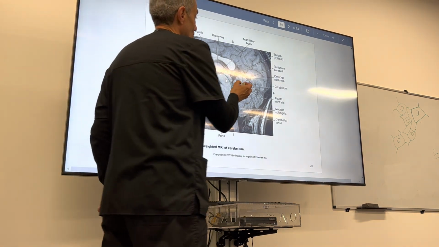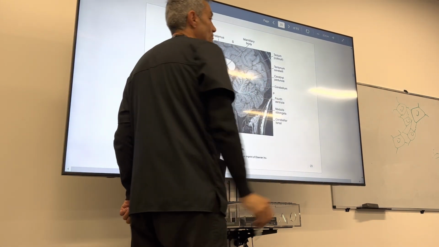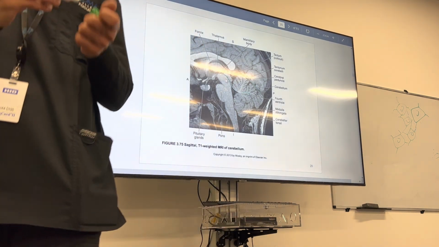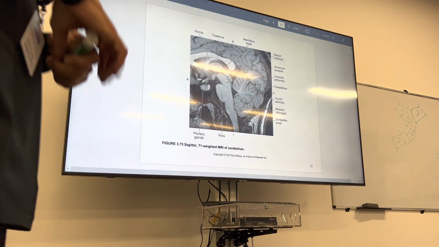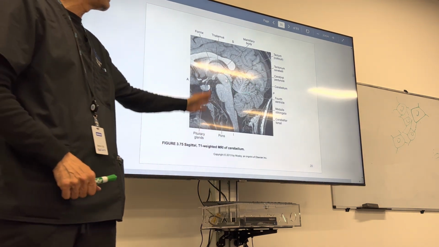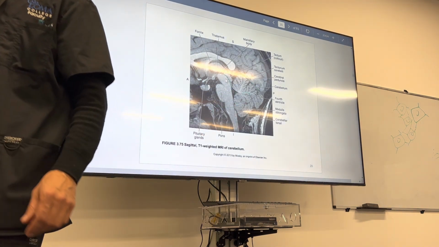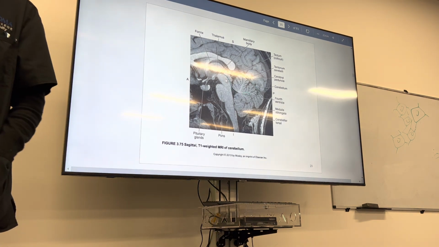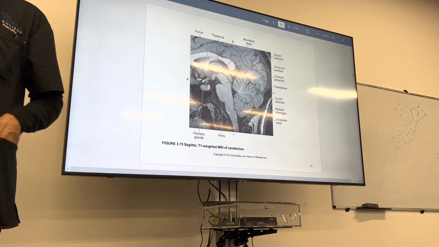And then, what you guys learned, the fold of the dura between cerebrum and cerebellum, that we call the tentorium. All right. Any question? And the rest of the image, you guys know it, unless I'm wrong. The pineal gland is the one.